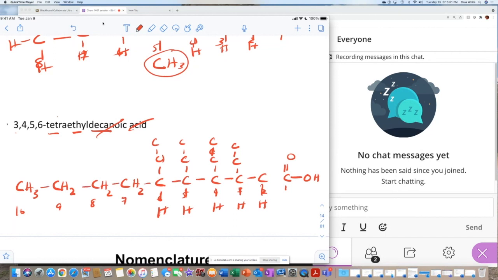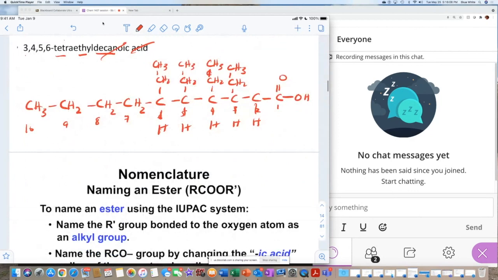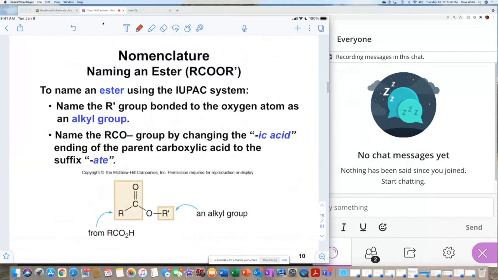Okay, up here we have CH2, CH3. CH2 for the middle piece, CH3 for the end piece. CH2 middle, CH3 end, CH2 middle, CH3 end. And here we have that. Okay. Whew. That was a trip, but we got them all, right? 3, 4, 5, 6 tetra. Okay. We're now moving on to the ester.